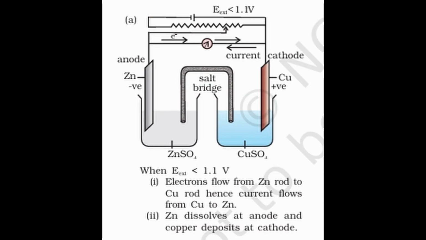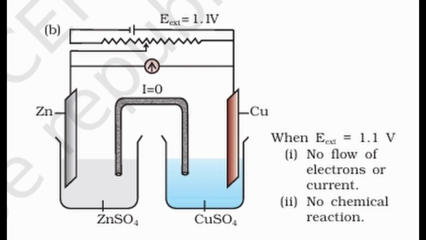Now, consider what happens if we apply an external voltage opposite to the cell's own potential. As this opposing voltage is slowly increased, the cell continues to function normally until the external voltage becomes equal to 1.1 volts. At this point, the reaction completely stops and no current flows through the circuit.